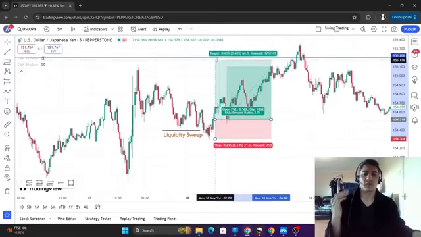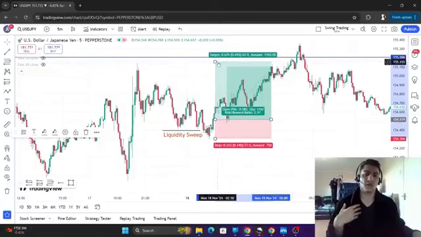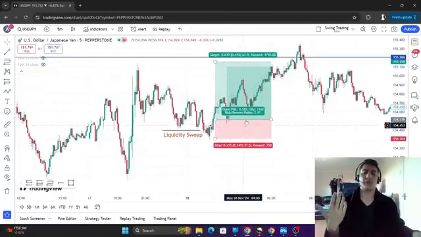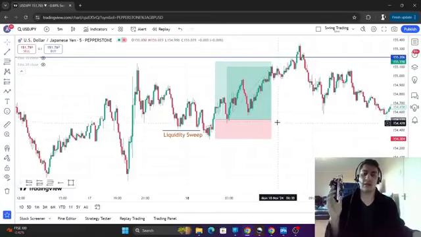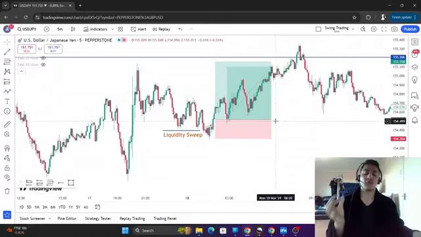I like a fixed risk to reward ratio, because for me, I always target a 3-to-1. 3-to-1, nice and easy, high probability setup, done and dusted. And yeah, I'm going to give you another example, this time in GBP USD.